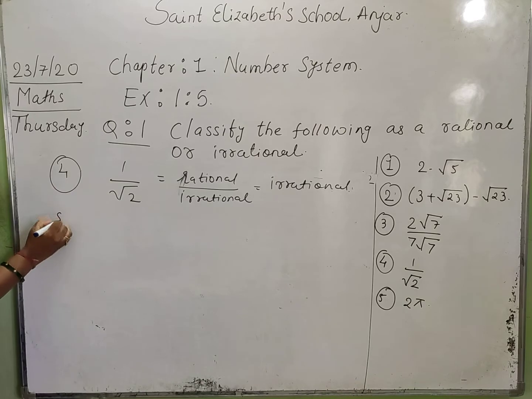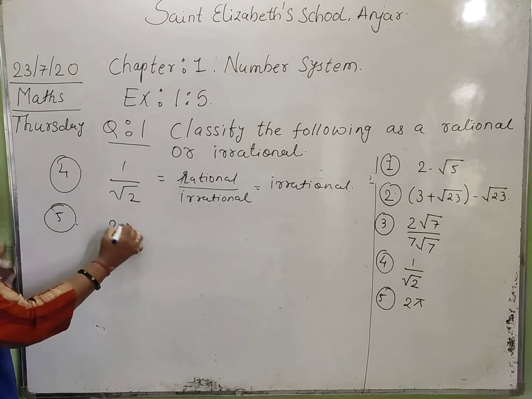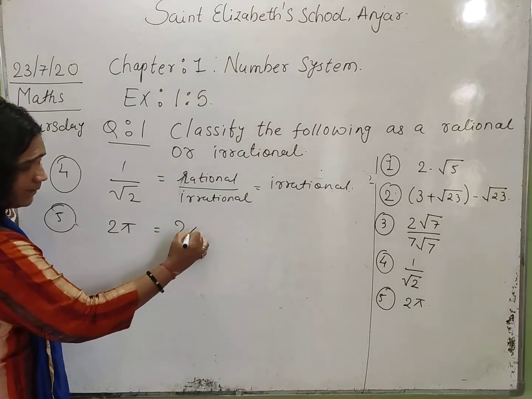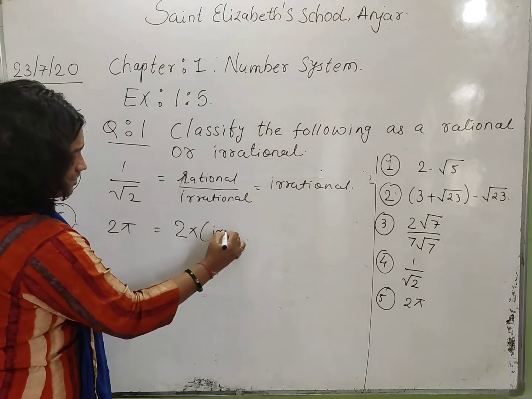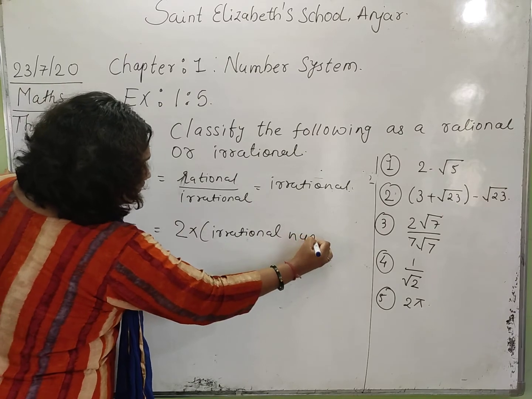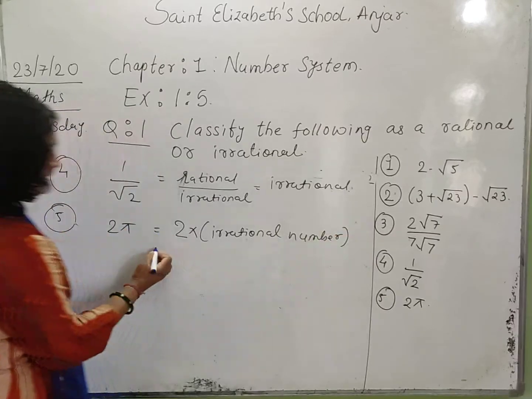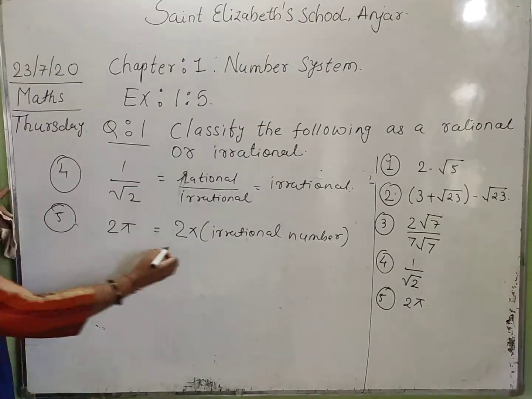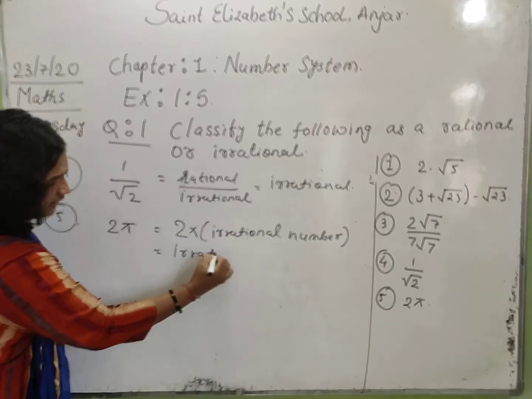Now the next sum we will do. This is 2 into pi. As I told you, 2 is a whole number and pi is an irrational number. That is why when you multiply 2 by an irrational number, the result is also going to be irrational.